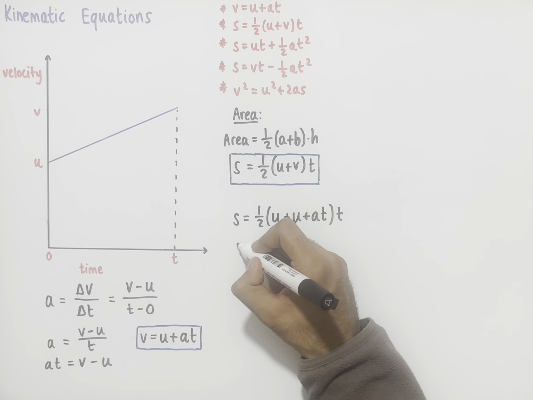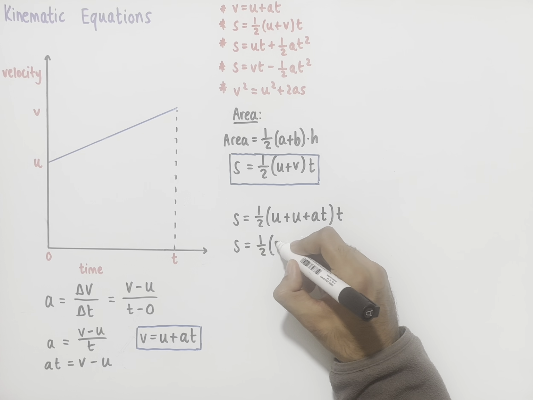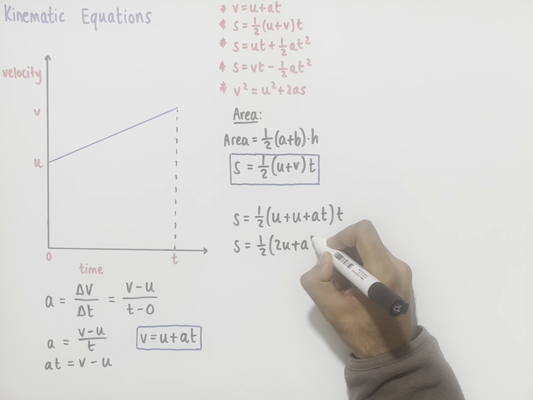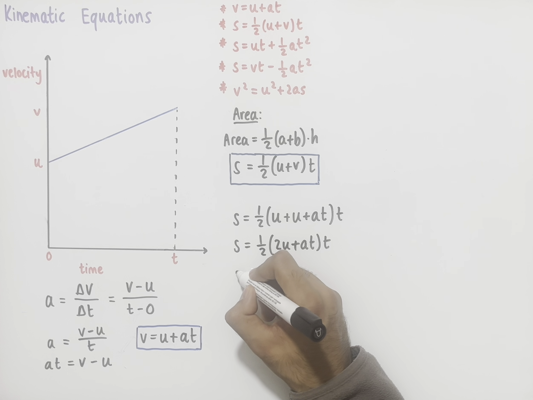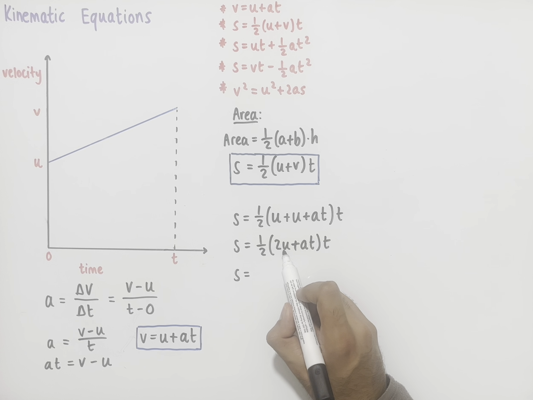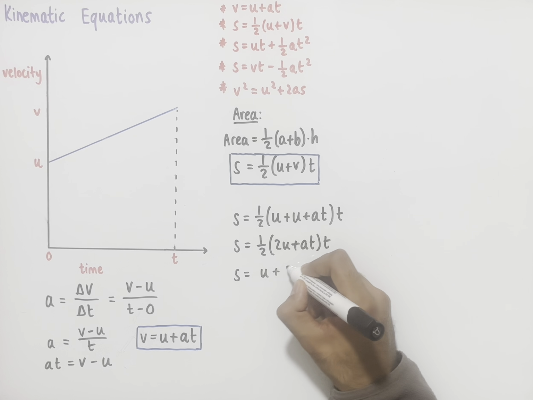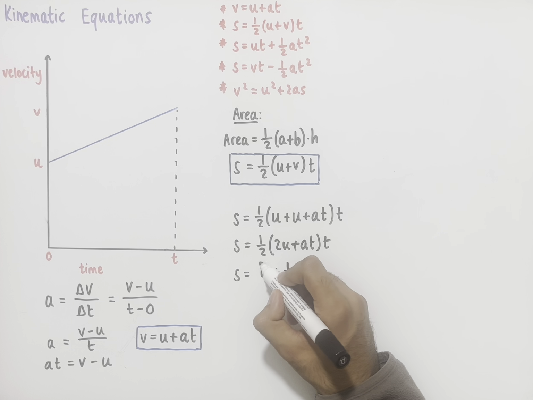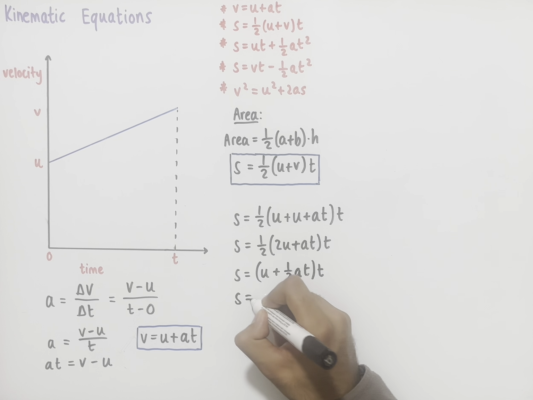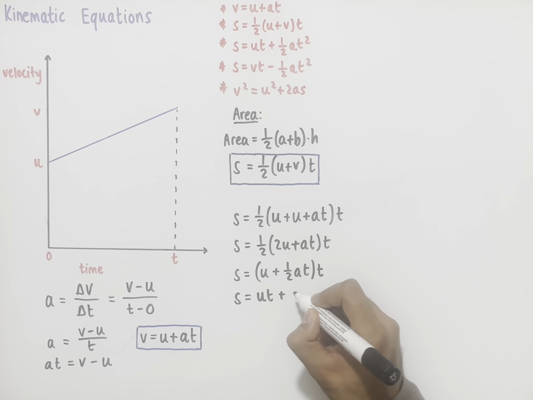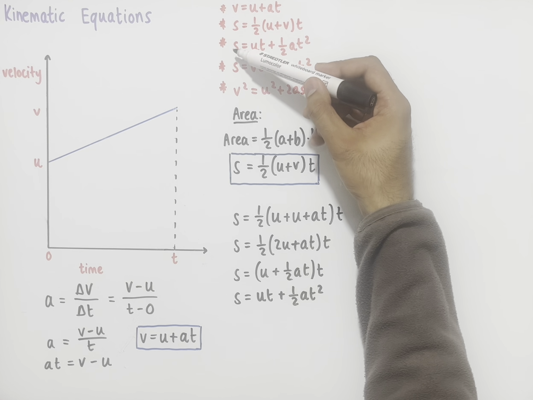Now if we simplify this, we end up with s equals a half, and now inside the brackets u plus u is 2u, and then we have plus at, and then close brackets, and then we have the t here. And now if we expand the brackets here, we end up with s, which equals a half times 2u, which is u, and then a half times at, which is plus a half at, and then all of this now is being multiplied by the t here. And so if we expand the brackets again, we now get s equals ut plus a half times at squared. This is the third kinematic equation.